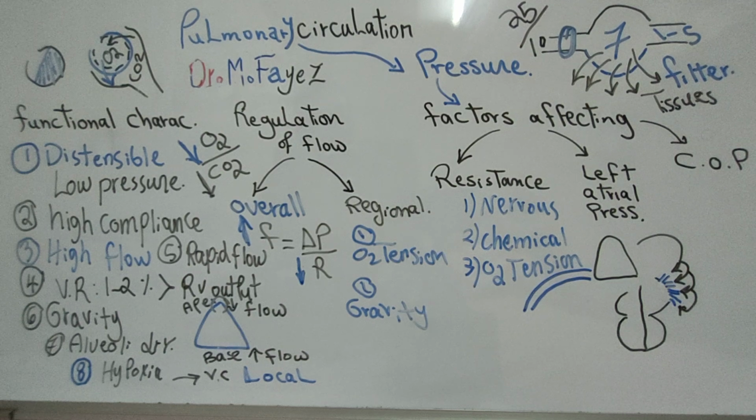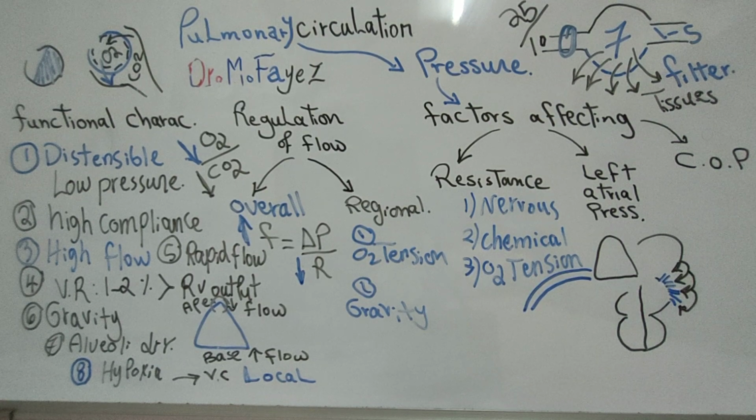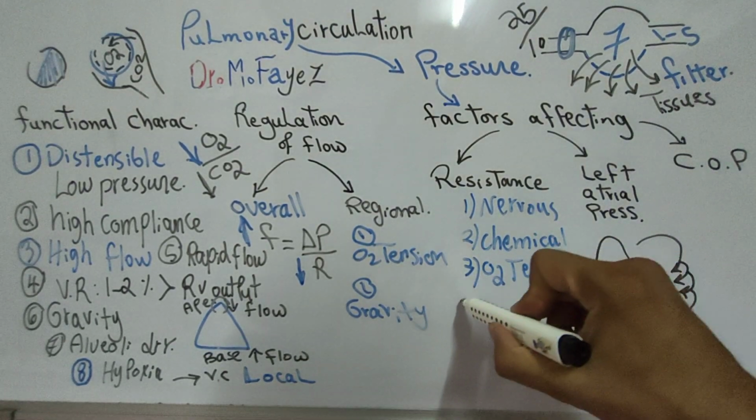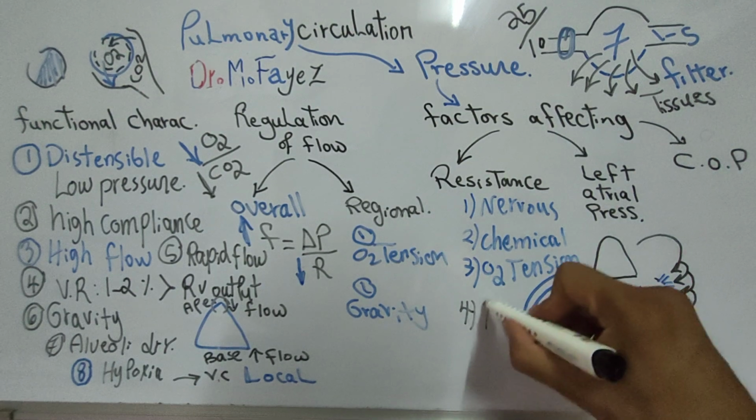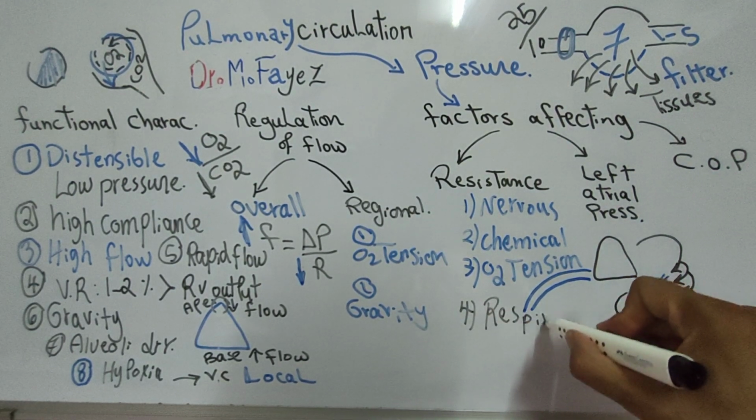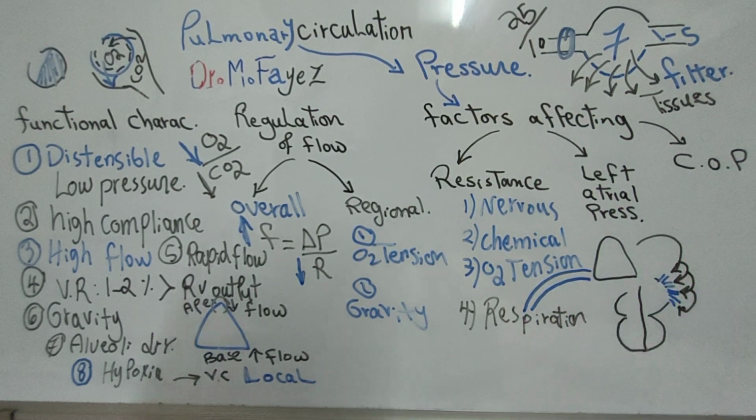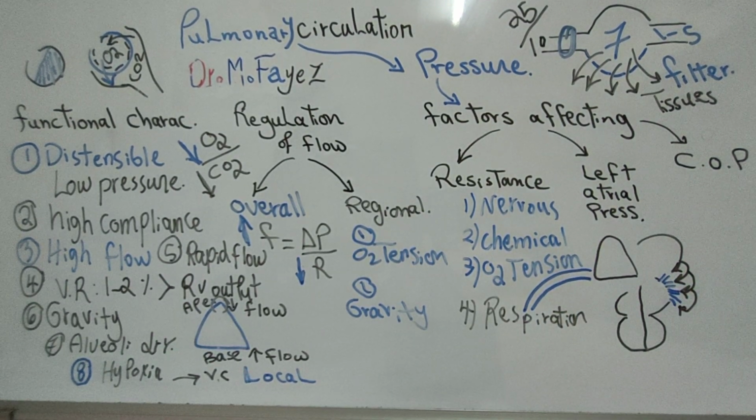Number 4 is the respiratory movements. During inspiration, you know that the pressure in the thorax is going to be low, so pulmonary arterial pressure is going to be low. Resistance is going to be decreased, while during expiration the reverse occurs. So number 4 is going to be respiratory movements. It's very important. You should know it by heart.